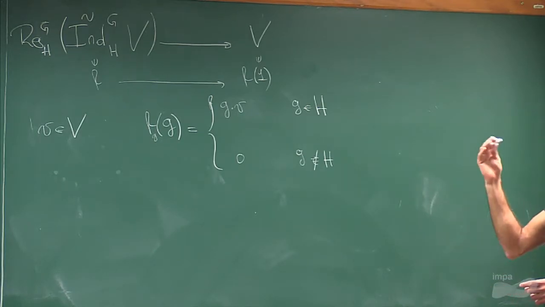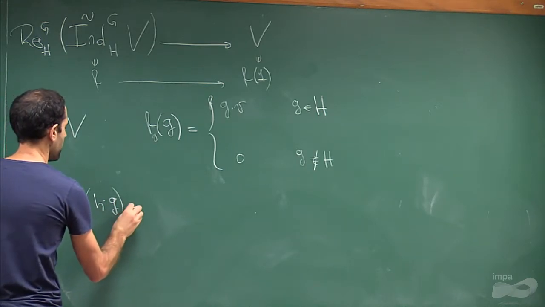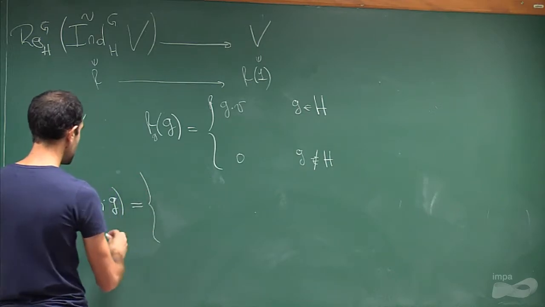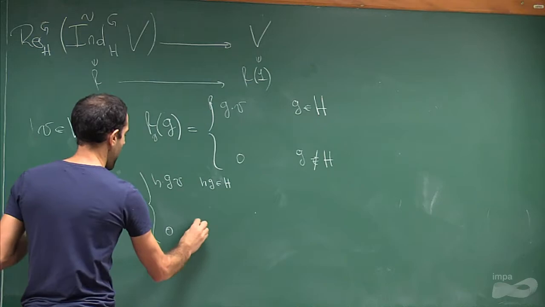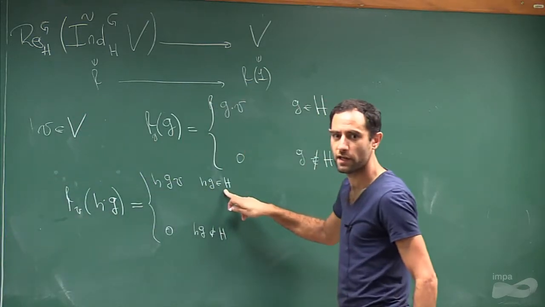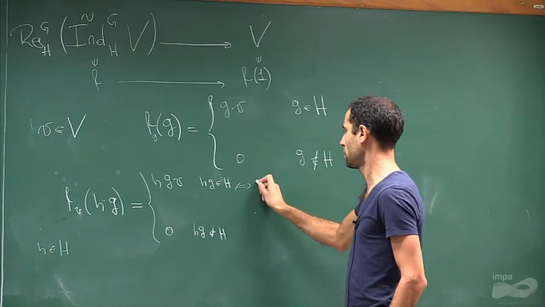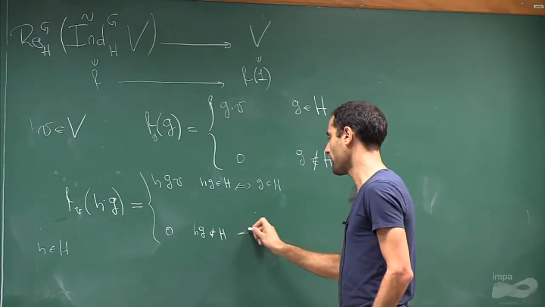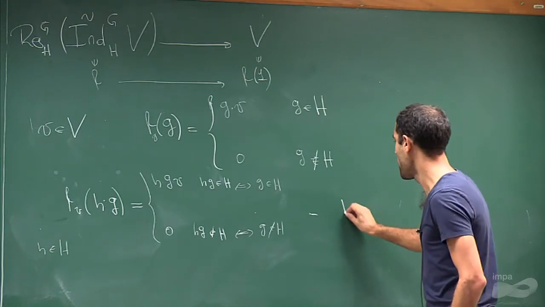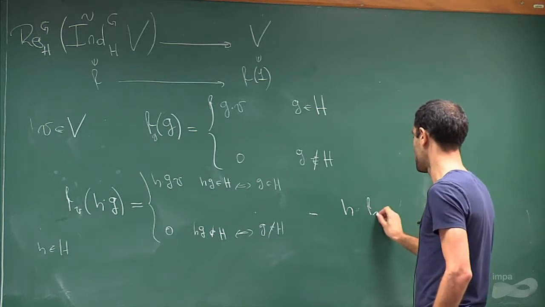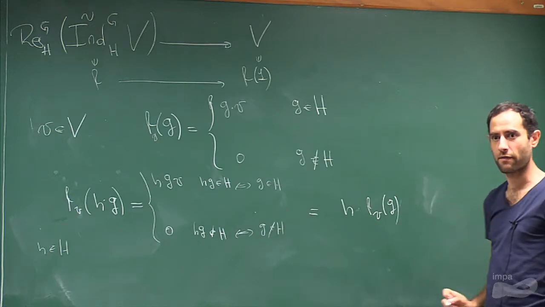So let's check whether or not this function is in the induced representation. Okay, so what I need to check is that f_v of hg, well, by definition, this thing is hg acting on v if hg is in H, and is 0 if hg is not in H. But hg is in H, here I'm assuming that h is in H, if and only if g is in H. And this is an if and only if g is not in H. And on the other hand, this is the same thing as h acting on f sub v of g, because this thing here is h acting on this thing, which is clearly the same thing as this. So this is a well-defined function.